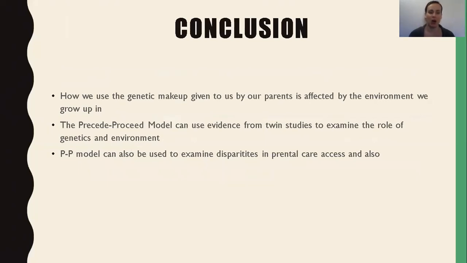So in conclusion, the genetic makeup that we've been given by our parents is affected by the environment that we grow up in and that our mother is exposed to while she is pregnant with us. The PRECEDE-PROCEED model then uses evidence from twin studies to examine the role of genetics and environment. Is it a genetic issue, or is it an environment and behavior issue? The PRECEDE-PROCEED model can also be used to look at disparities in prenatal care or rising incidences in drug use among pregnant women. There are lots of different issues that the model can look at when we're looking at a child before they're even born.